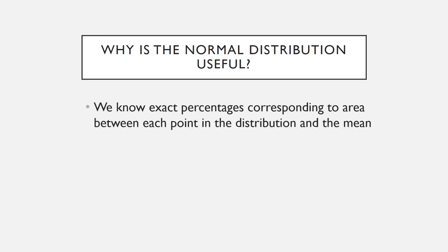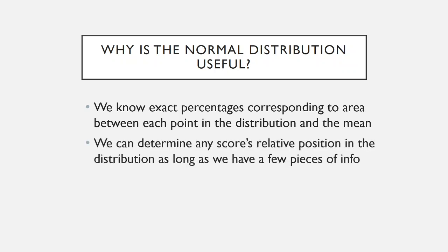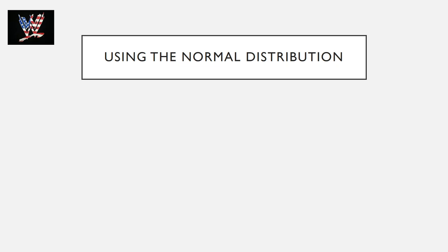So, in figuring out why the normal distribution is useful to us as statisticians, the idea is that we know exact percentages corresponding to areas between each point in the distribution, any hypothetical score, and the mean. So, what we can actually do is determine any individual score's relative position in the distribution as long as we have our key information, our basic descriptive info that helps us orient our normal distribution. So, I'm going to show you all manner of practice problems showing you how you can play with z-scores and the normal distribution to answer all sorts of computational questions.